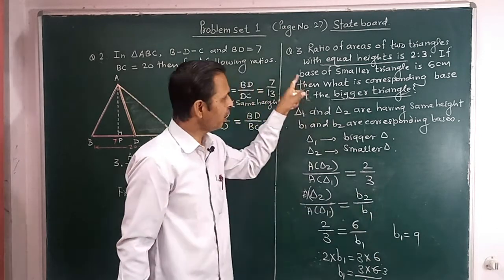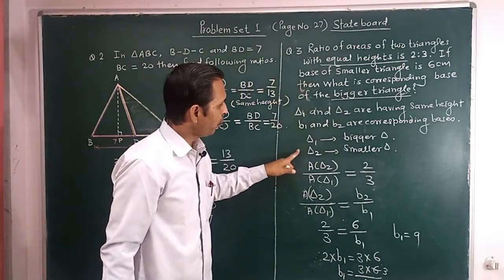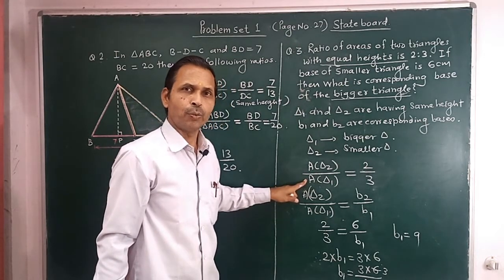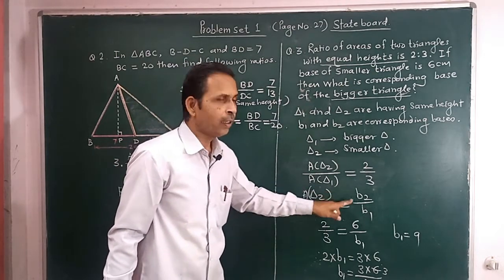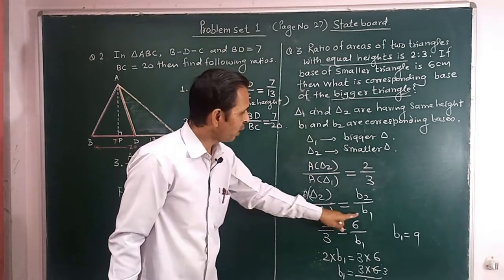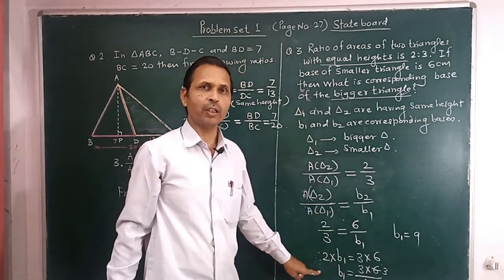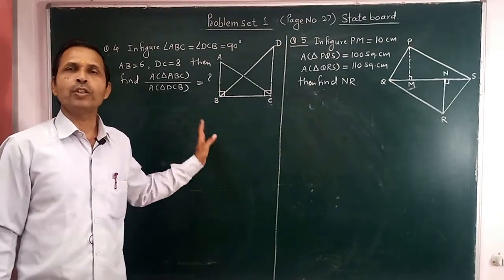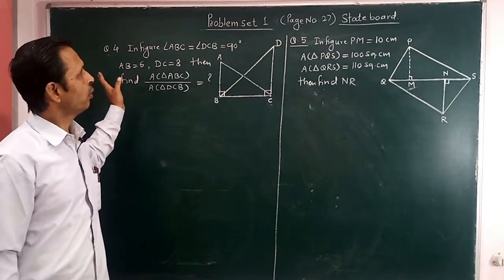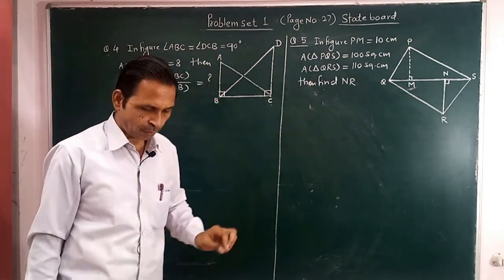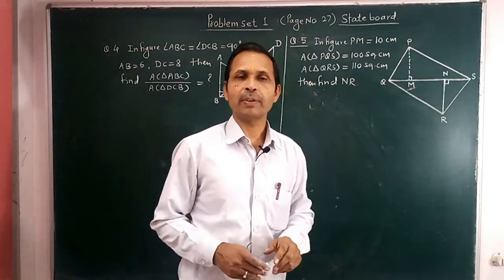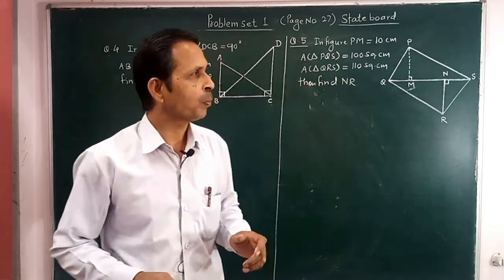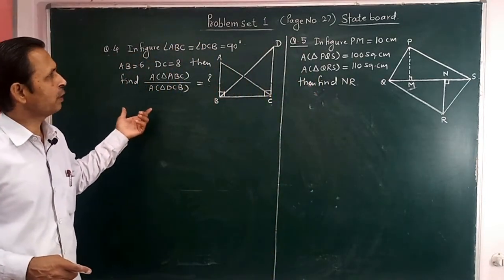Now in this way we compare the ratios of the given triangles with the corresponding bases, and when one base is given we can find out the base of the other triangle. Now this is example number 4 and example number 5 in problem set 1 of the Maharashtra State Board textbook. Now let us solve these two examples.